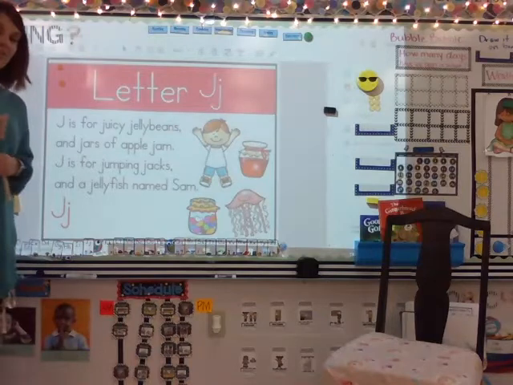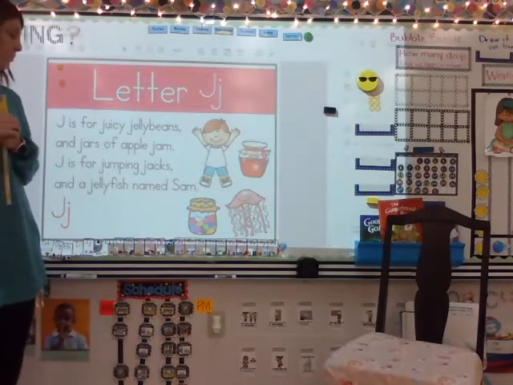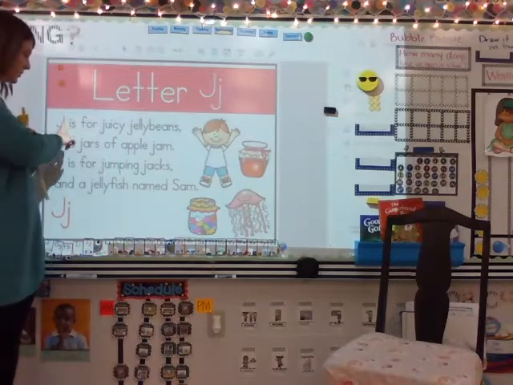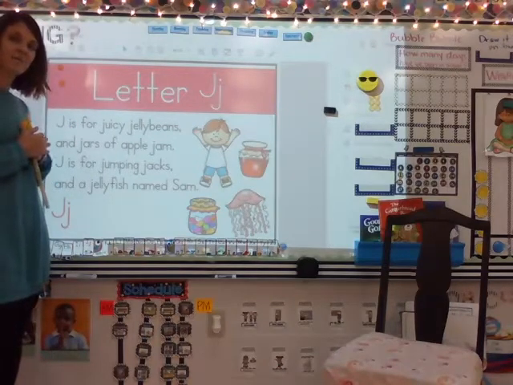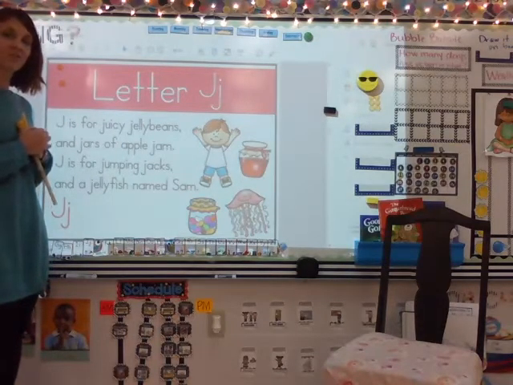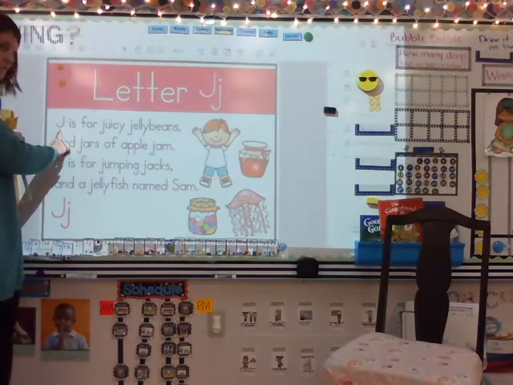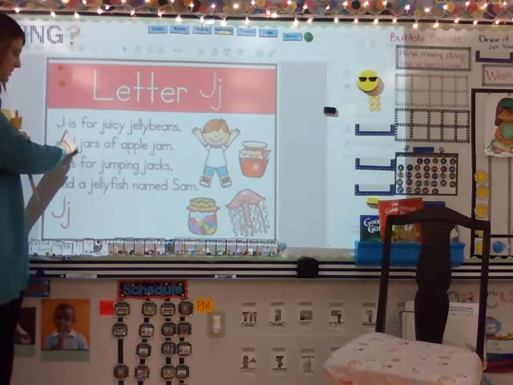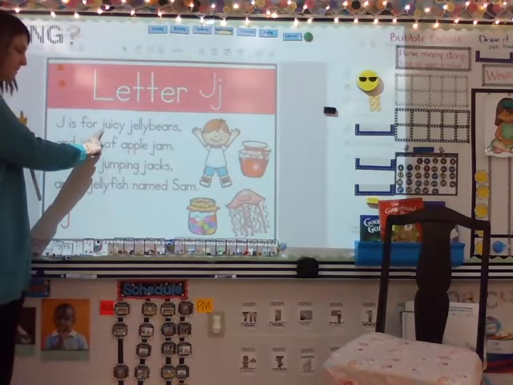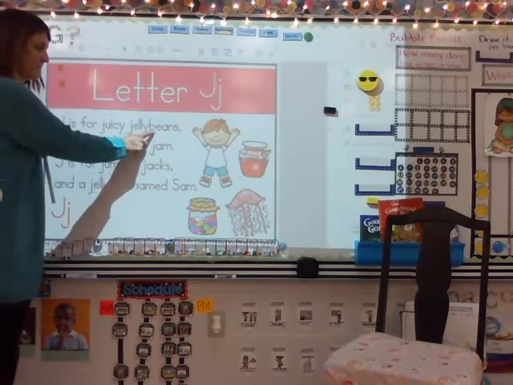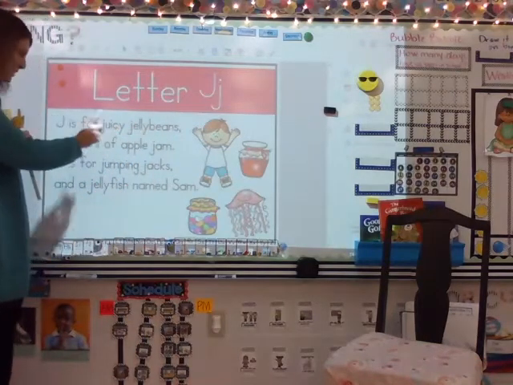All right, so now as I am pointing to the words in our story, every time you see a letter J at home, make the J sound as I point. J, J, J. Good job, boys and girls. Now we're going to read the second line.